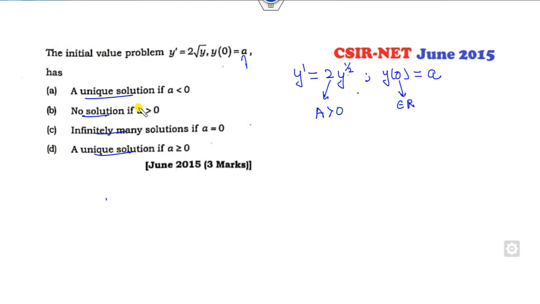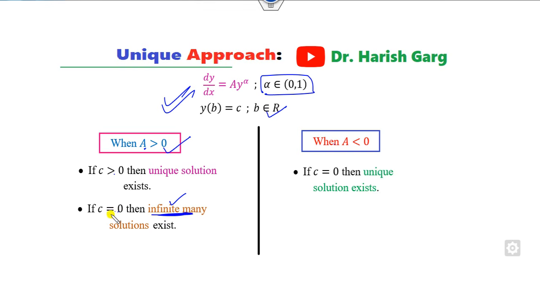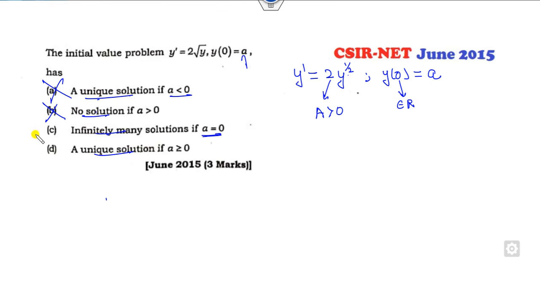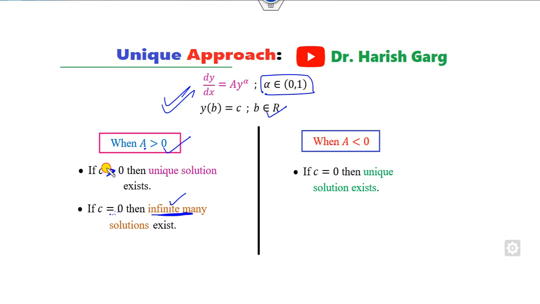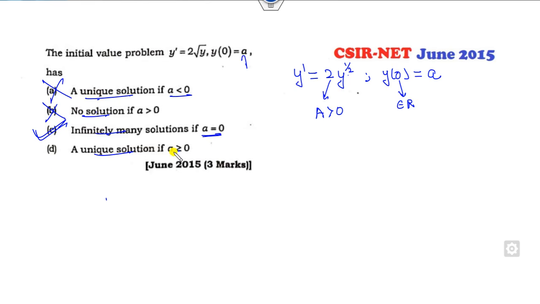So a unique solution if a is less than 0? No solution, cancel. Infinitely many solutions if a is equal to 0. You can see infinitely many solutions if a is equal to 0. Right answer: unique solution when it's strictly greater than 0, but he says greater than or equal to 0. So that option is cancelled. Right option is only C.